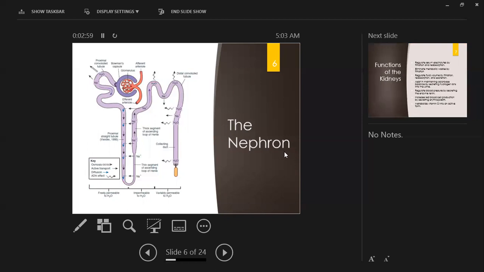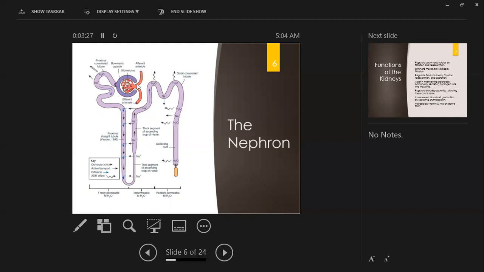This is the nephron. The nephron is the structural unit of the kidney. Okay, here is what's going on inside of the nephron. We have the afferent arteriole bringing blood to the nephron or the kidney cell, right? And it ties up in this bundle of capillaries called the glomerulus.